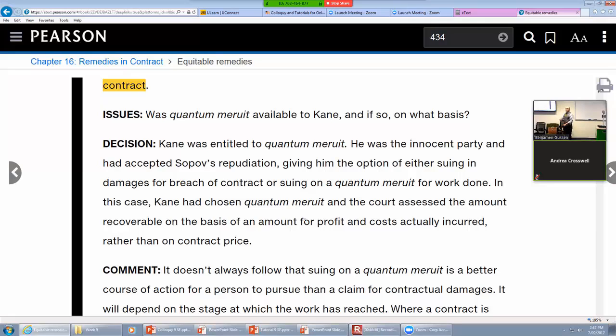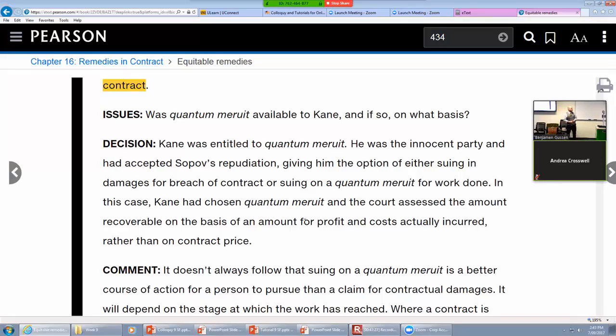You don't go under common law. Equity. You can go under equity. Of course, quantum meruit is also something you could argue under common law, depending on where it comes from. Remember, this is all based on something called unjust enrichment. So he's saying this Sopov, this owner, got benefit from what I've done for them in terms of my building services, and he didn't actually pay me enough for that.